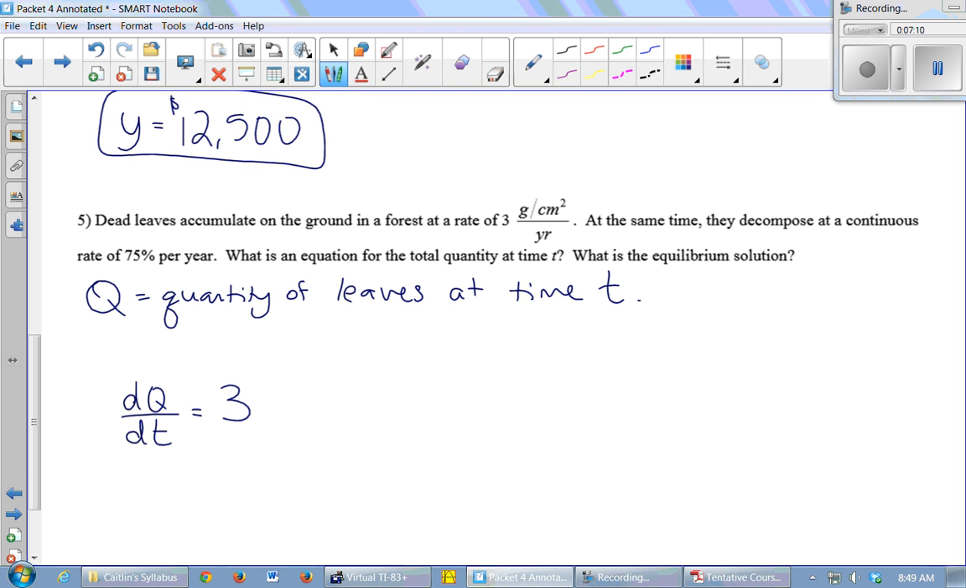And then I'm going to subtract the rate at which it decays, right? Because the rate that it's accumulating is going to be the rate it accumulates minus the rate it decays at. Okay, so it's decaying at a continuous rate of 75% per year. So that's going to be times 0.75 of itself, minus 0.75 Q.